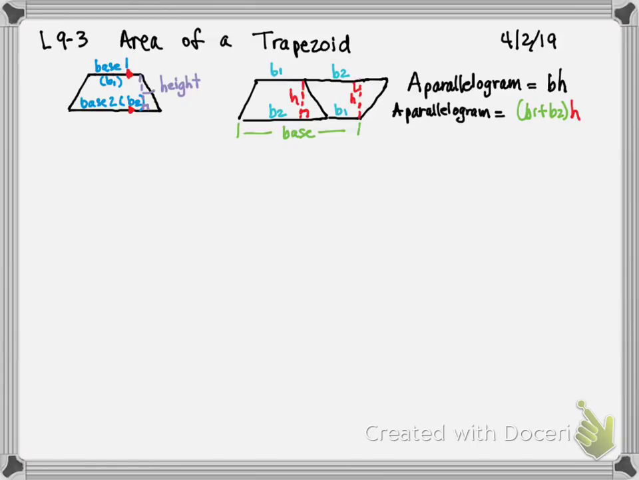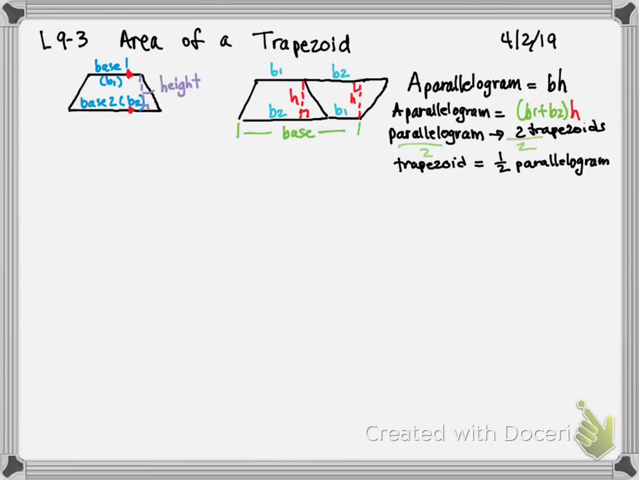Okay? But remember, it took two of those trapezoids together to make the parallelogram. So a parallelogram was made up of two trapezoids. Okay. So if I want to figure out what one trapezoid is, I could divide both sides by 2. And I'm going to do a little symmetric here. And what I find out is that a trapezoid is equal to the half of a parallelogram. Parallelogram. There we go. So many letters in that word, don't you think? Now, what I'm going to do is apply that to the formula for the area of a trapezoid.